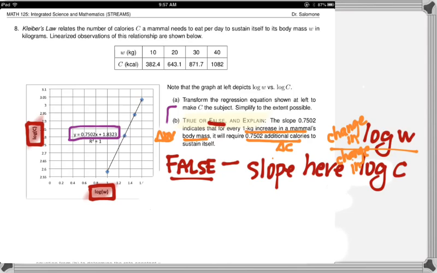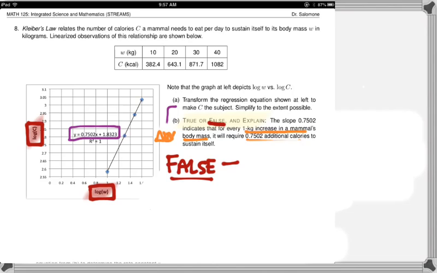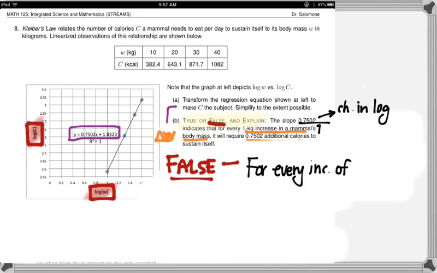So how do we fix this? How would we interpret this 0.7502? So if we want to patch this up, let's just run with the same way that we always write down a slope and when we interpret it. That we say for every increase of, and in our denominator here, 0.7502 over 1. And the 0.7502 is a change, an increase, in the log of our vertical variable C. This 1 is a change in our horizontal variable, log W.